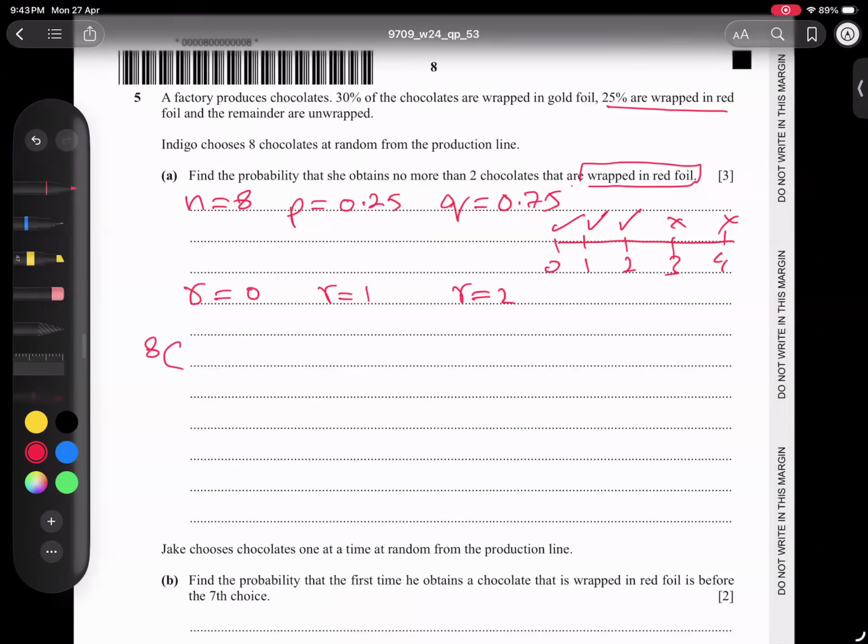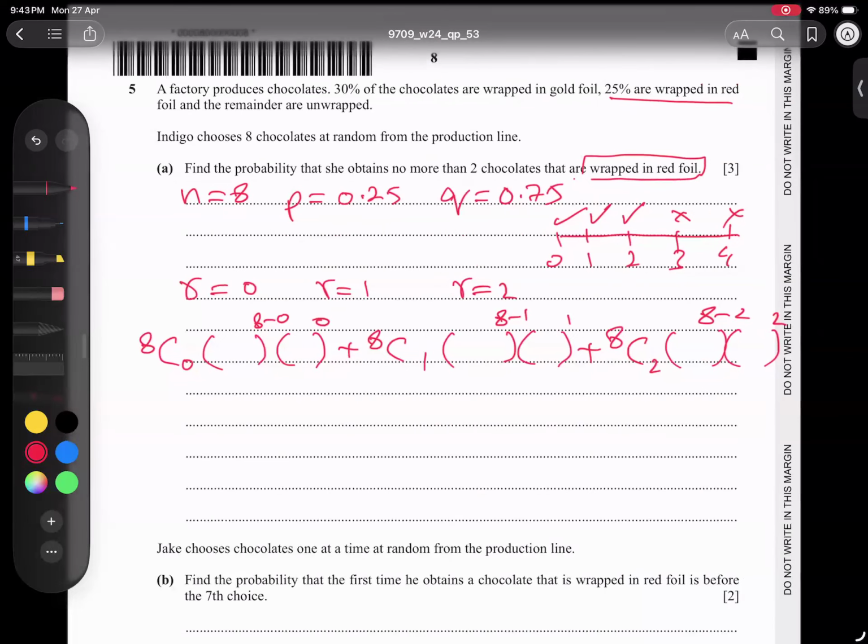The sample is clear. 8C0 with 2 brackets. Then 8C1, again 2 brackets. 8C2, and we have 2 brackets. Okay, students. So first, 8 minus 0 and 0, 8 minus 1 and 1, 8 minus 2 and 2. Always in the first bracket, we write the Q value. We know it is 0.75. So 0.75 and 0.25. This is clear. I'm going to type in the calculator now.